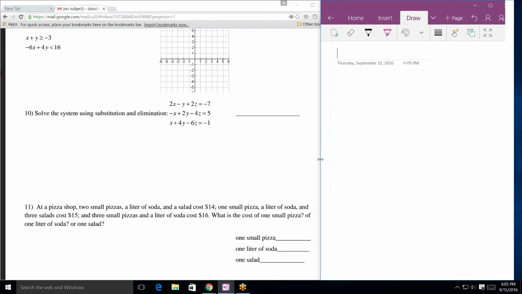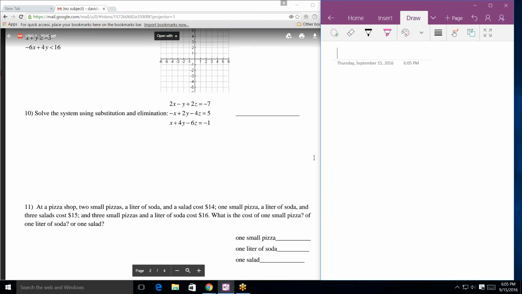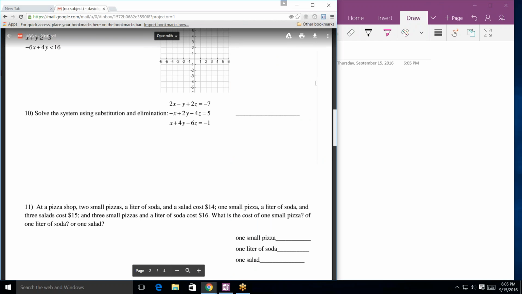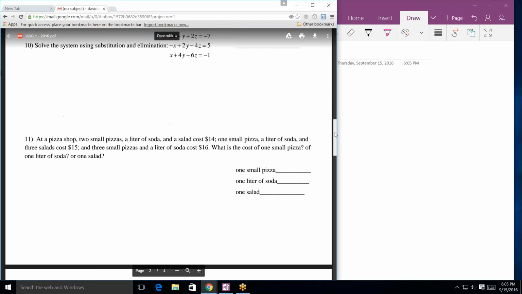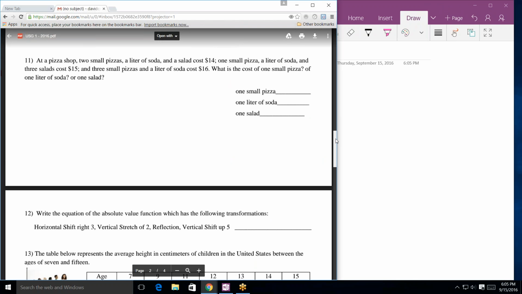Now, let's look at number 11. Okay. Most students that I've ever dealt with hate word problems. They detest them. You the same way? Yeah, a little bit.